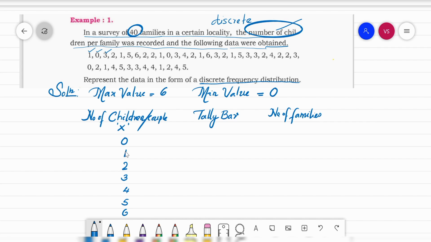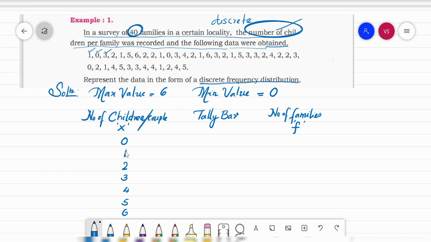How do you represent the number of families? How many families have no children? How many families have one child? How many families have two children? That means we are writing the number of times that value is repeated. In other words, this itself is frequency. So this is what we need to do, students. Let's start with how to do this tally bar.